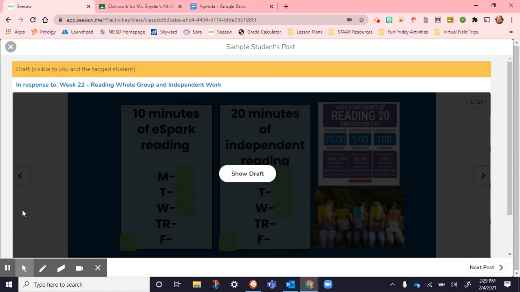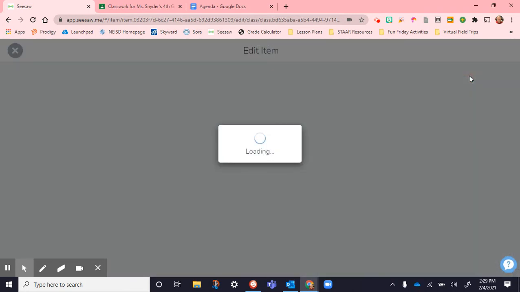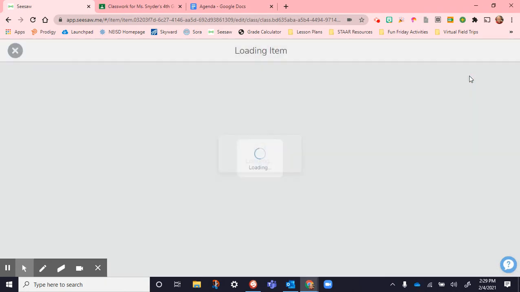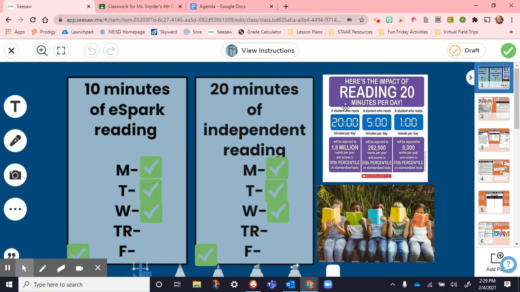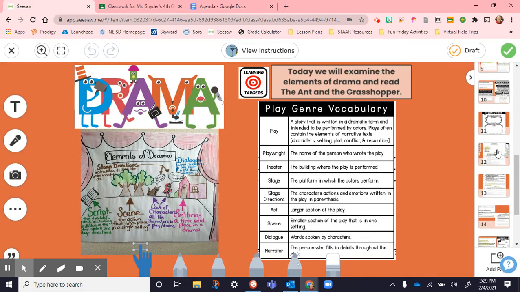All right, so we've been talking about dramas this week, and we've really been talking about the elements that are within the dramas. Some of the things carry over, like if I'm reading a fiction story, I'm going to have dialogue, characters, a setting, a problem and solution and things like that. But some of these are specific just to dramas.